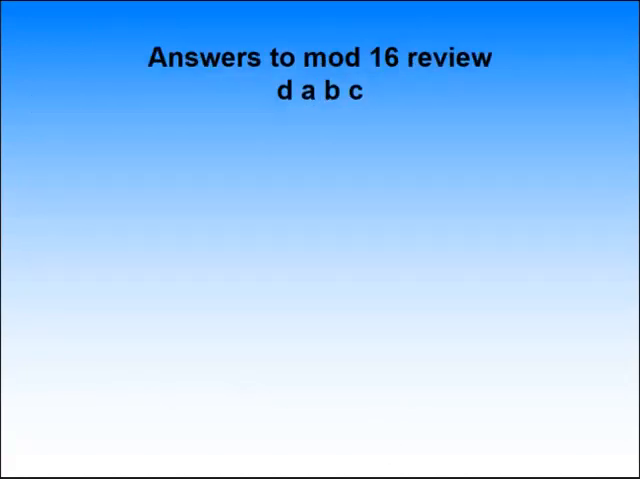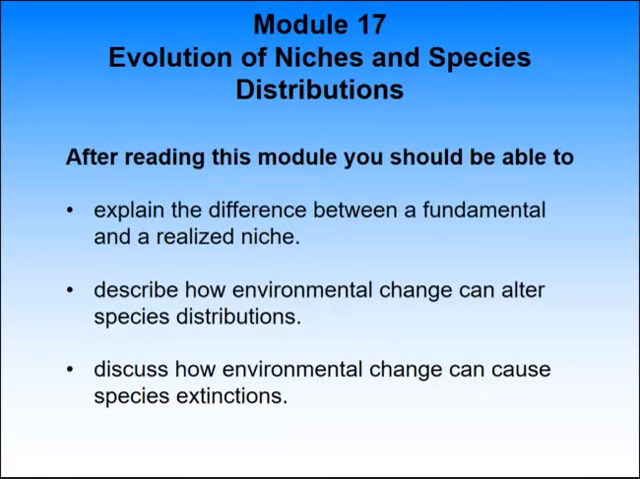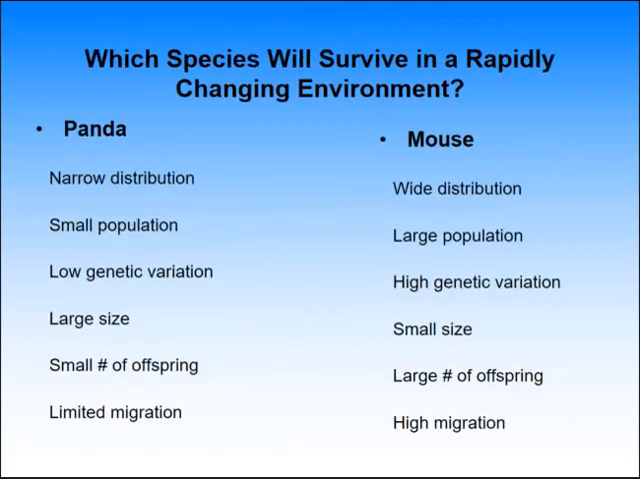So the answers to Mod 16 review are D, A, B, C. And now we're going on to Module 17. Different traits perform well in some environments, but not in others. Species can tolerate change and adapt, and they'll survive. We've learned how species adapt and evolve. Now we will learn how animals and plants occupy unique niches.